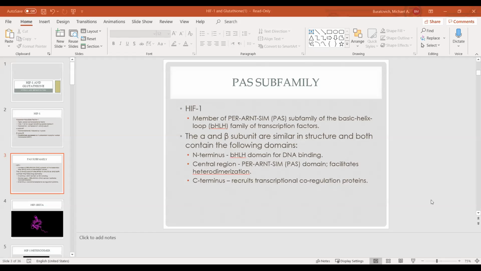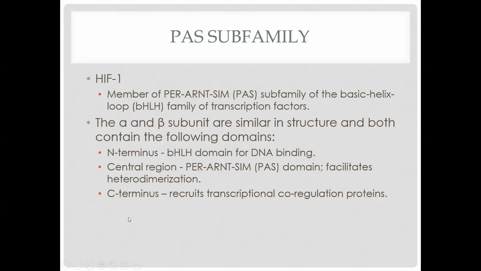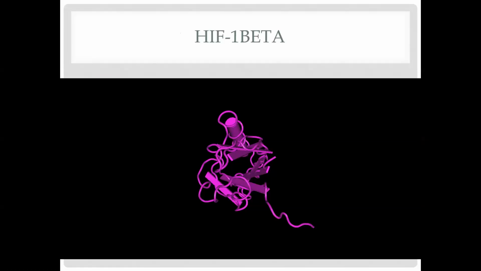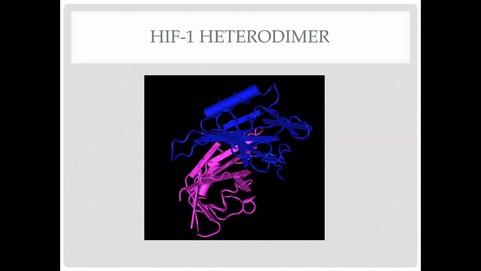All right, I hope that helps. Now, okay, so the amino terminus is for purposes of DNA binding. The PAS domain facilitates heterodimerization, and then the C-terminus will recruit other transcriptional co-regulator proteins. Here is a 3D structure of the beta subunit of HIF-1. And when they make a heterodimer, here is a crystal structure of the heterodimer.